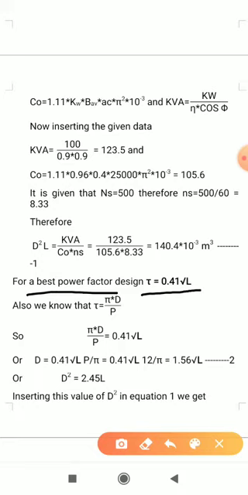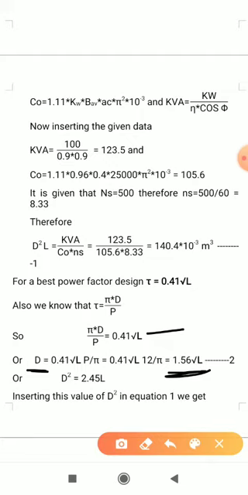As we know that tau is equal to pi D divided by p. So, if you put it here, then the equation becomes pi D divided by p is equal to 0.41 into under root L. So, from this equation, if you calculate the value of D, then you will get D is equal to 1.56 into under root L. So, this equation you will get D is equal to 1.56 into under root L.